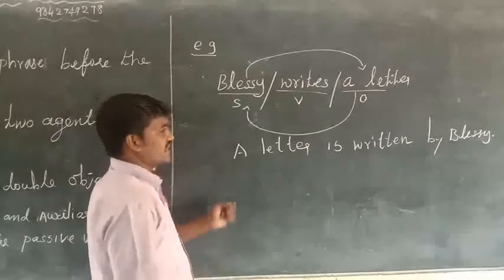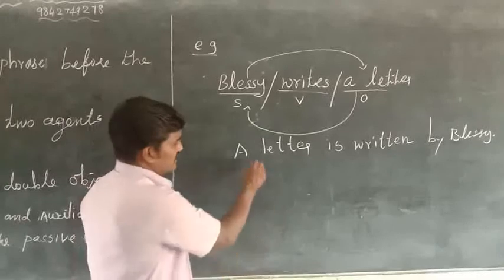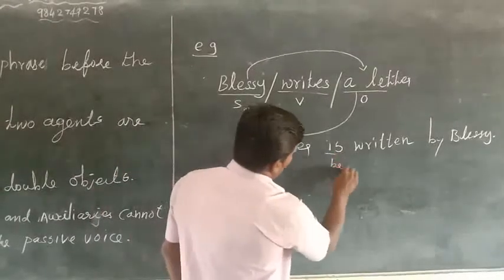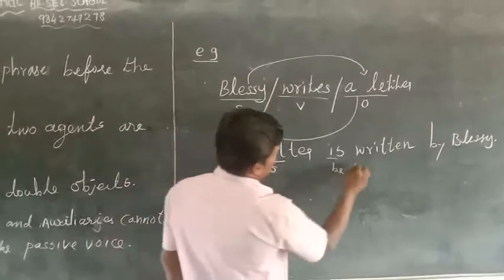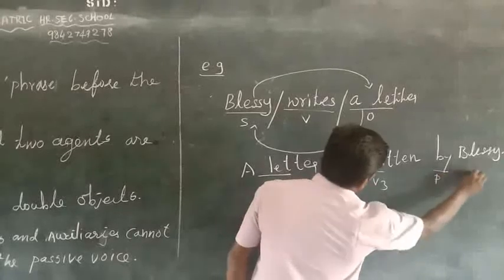As per that, the 8 rules are used in the sentence. A letter is the subject here, then the be form verb, then by is the phrase, and Blessing is called the agent.